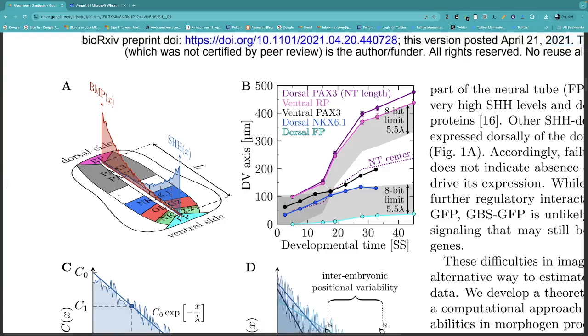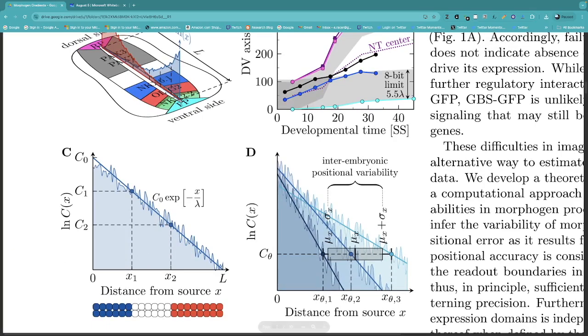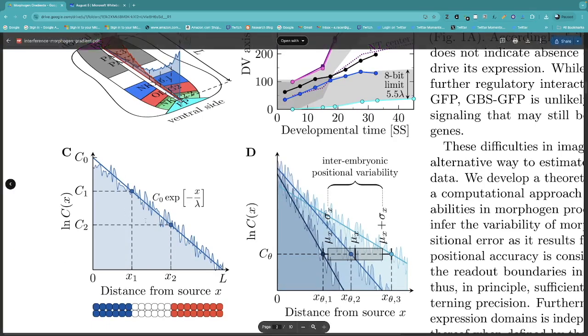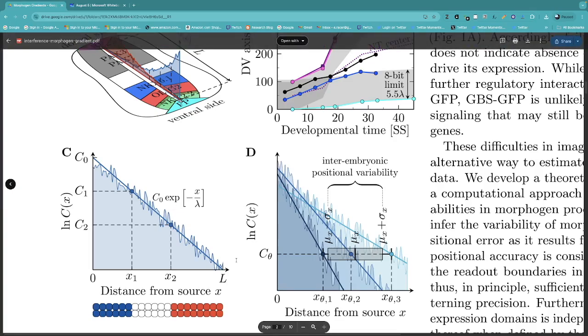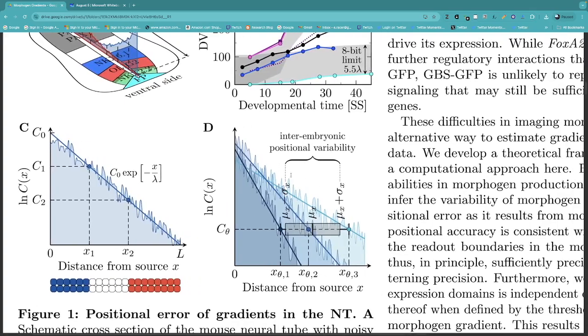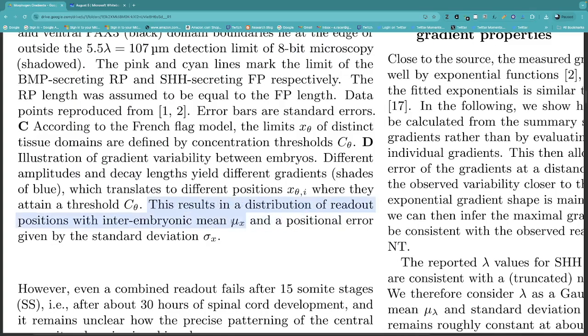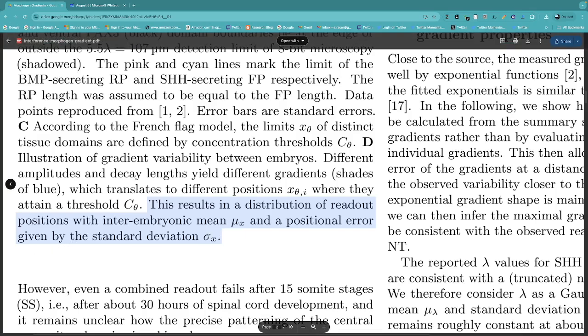And this is showing some of the distance from source. It shows this function with noise as it decays, and then this is the exponential distribution. Then you see this interembryonic positional variability, where you get this difference in the distance from source. So sometimes you get a greater distance from source or a lesser distance from source, depending on this interembryonic positional variability. This results in a distribution of readout positions with an interembryonic mean and a positional error given by the standard deviation.